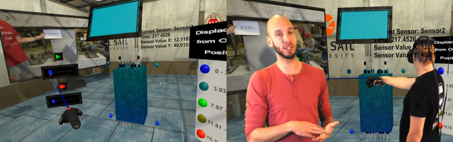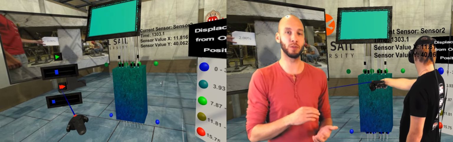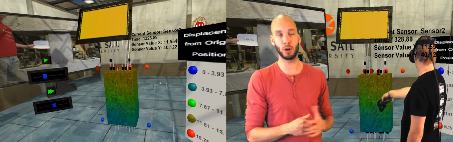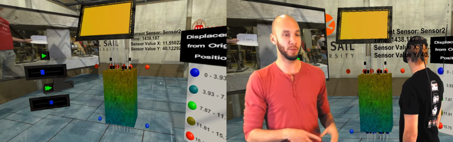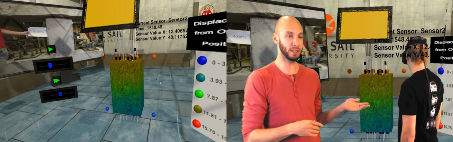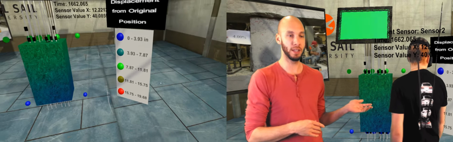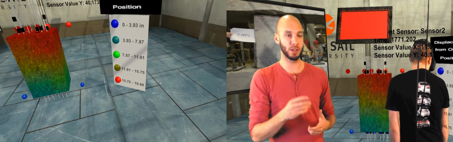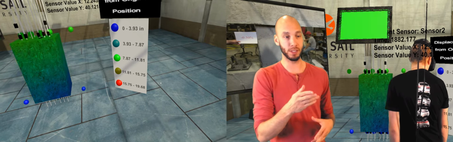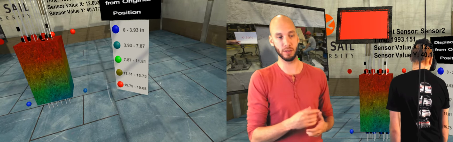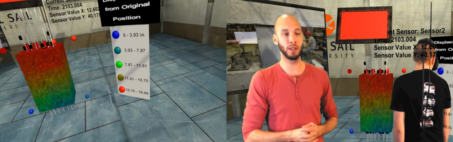So starting position being the color blue, then going from green, yellow to red based on how far it moves at a relative distance. Ben can then look at the legend here on the right side, and you can see that the colors are referenced in inches. So blue being the closest, obviously, and red going further away.